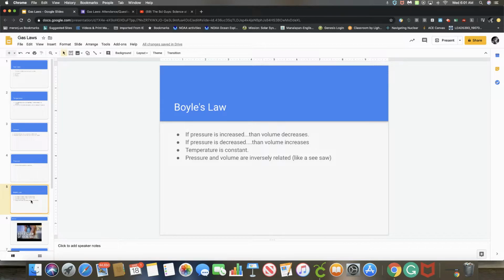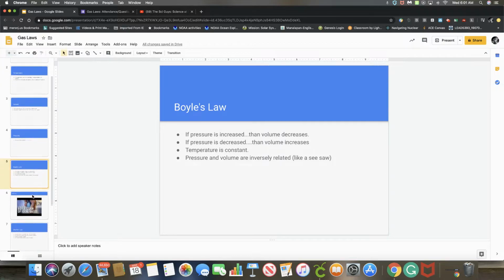Boyle's law states that if pressure is increased, then volume decreases. Then if pressure is decreased, then volume increases. Temperature is constant. So you'll notice in those first three bullet points that three variables were used. The three variables I just talked about before: pressure, volume, and temperature. Pressure and volume in Boyle's law, guys, is inversely related. And what it means to be inversely related, it means that if one goes up, the other goes down. If one goes down, the other goes up. So remember, Boyle's law, inversely related.